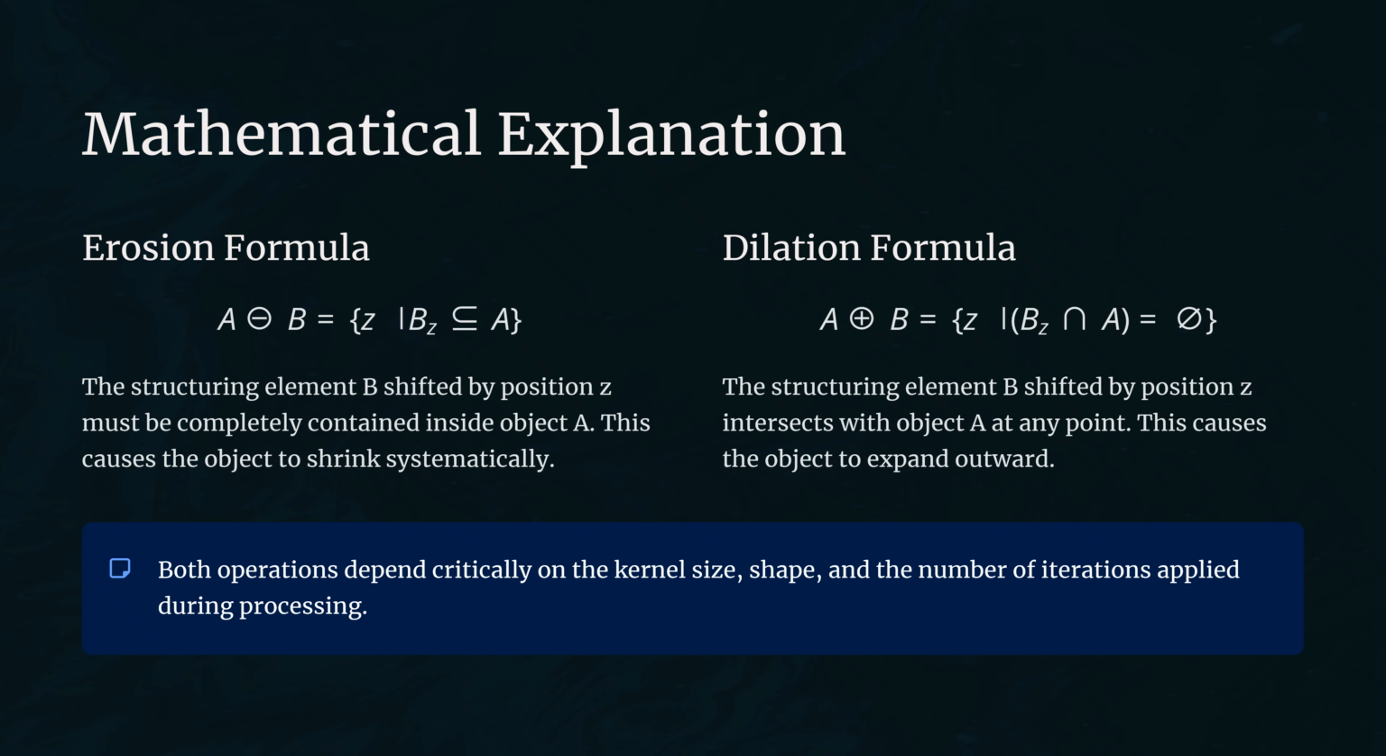Mathematically, erosion and dilation are defined as set operations. Erosion is represented as A minus B, which means the structuring element must fit completely inside the object. This causes the object to shrink. Dilation is represented as A plus B, meaning even a small overlap makes the pixel a part of the object, so it expands. The extent of shrinking or expanding depends on the kernel size. A larger kernel causes a stronger effect.